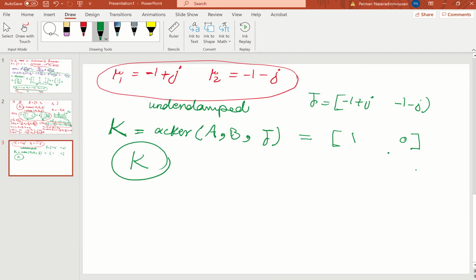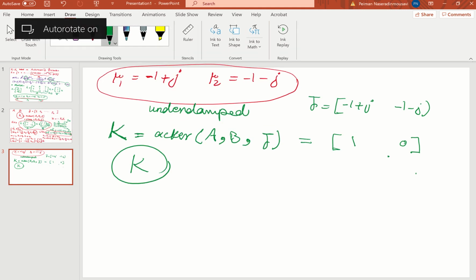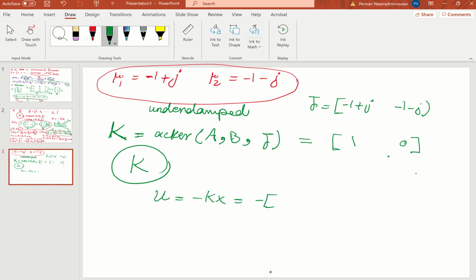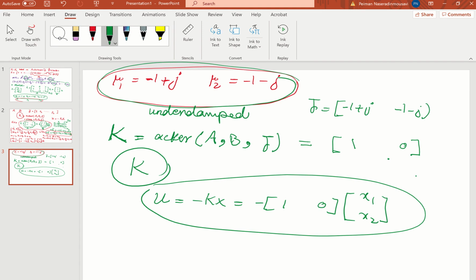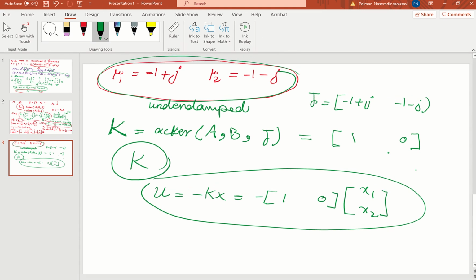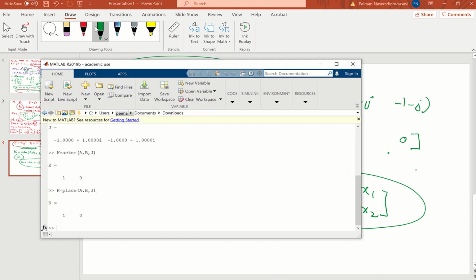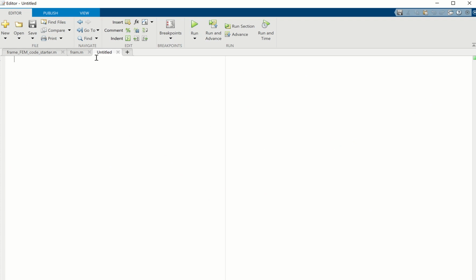So you see that simply, let me write it here. You design your state feedback control law for the system as minus K x, or you're going to have 1, 0 times x1 and x2. Here we go. We designed the controller for the system that gives us these desirable poles for an underdamped system. Let us try MATLAB by coding, let us do that. Then I will do another example about higher order systems. So here we go. I'm going to have a function, okay?